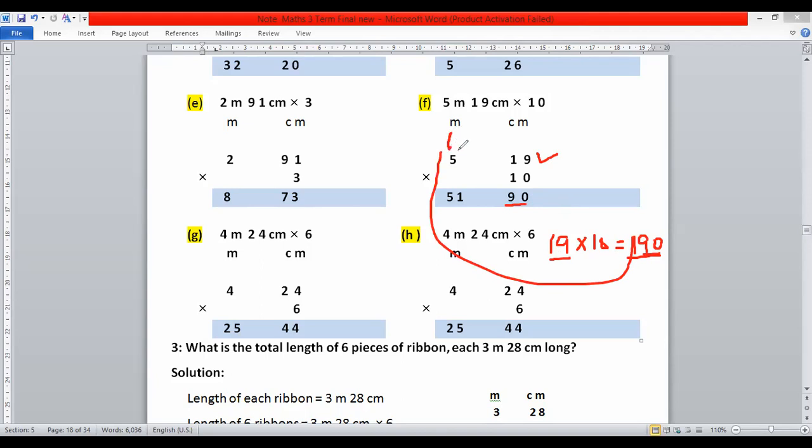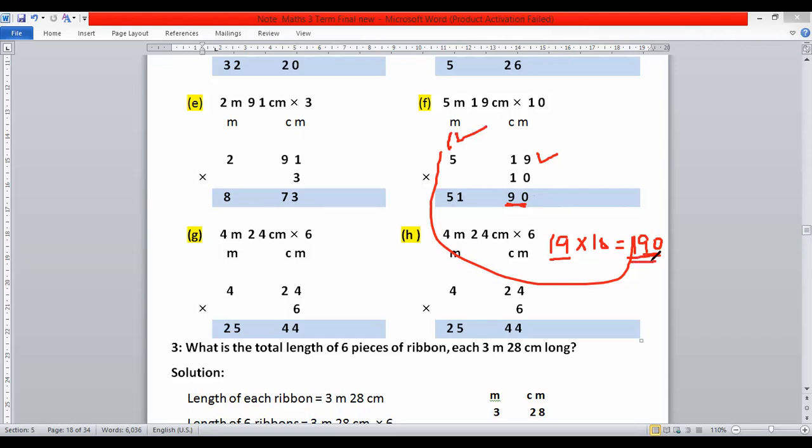Students, this is a very important step. I am going to repeat this. First we multiply 19 by 10. We know that when we multiply 19 by 10, we get 190. So these are 190 centimeters here. So write 90 centimeter here and 100 centimeter mean 1 meter. So we write 1 here.